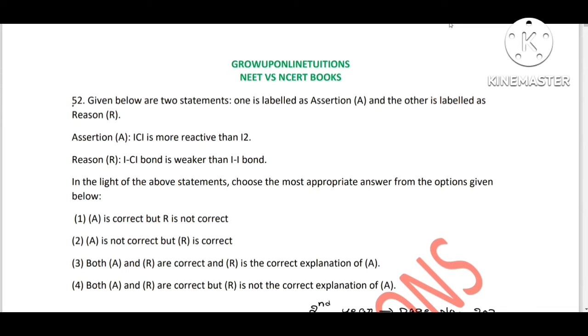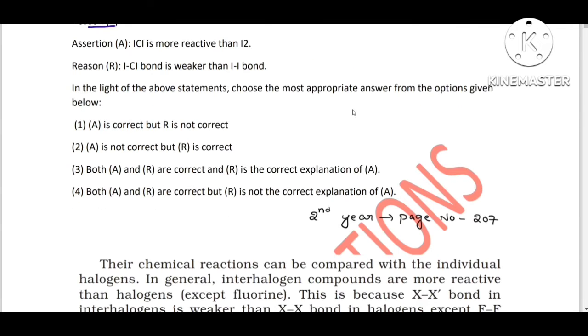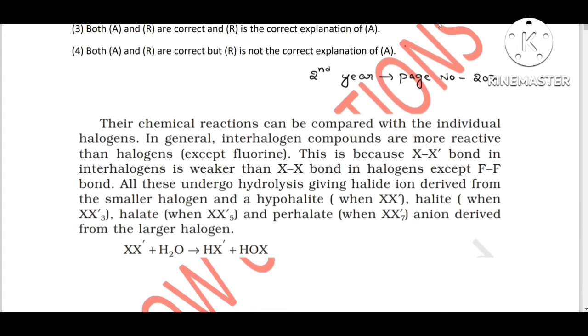Now let us discuss question 52. Given below are two statements. One is labeled as an assertion and the other is labeled as a reason. Now let us see the assertion. ICl is more reactive than I2. And the reason is that the I–Cl bond is weaker than the I–I bond. Before answering this question, let us check the concept from NCERT. The concept is from second year NCERT, page number 207, in the p-block elements lesson, and this particular question is from group 17. If you have any doubt, please go and check the NCERTs.